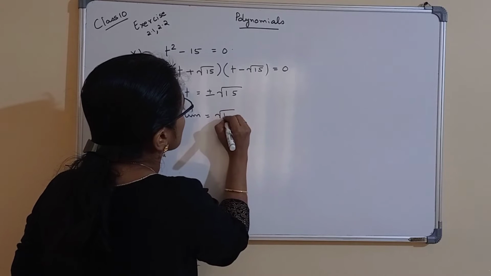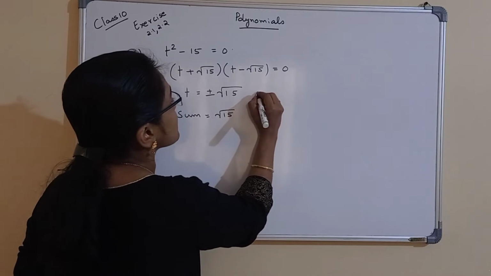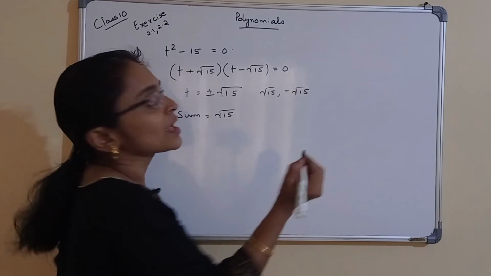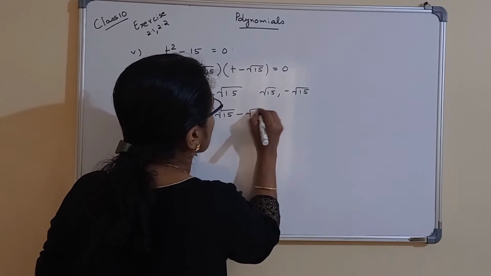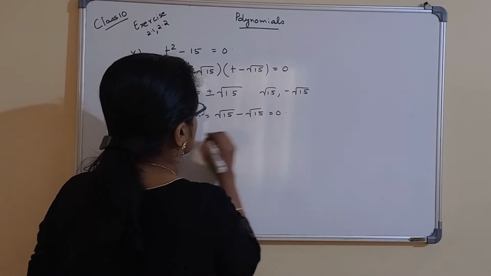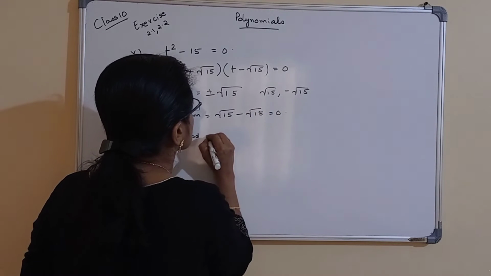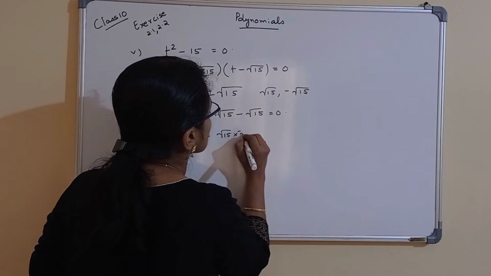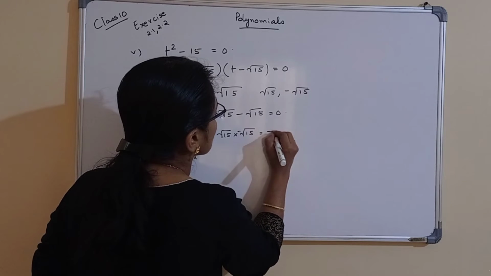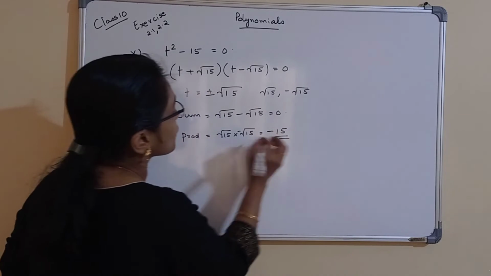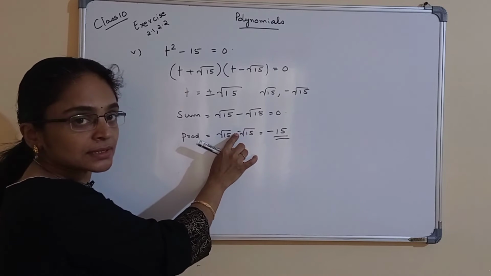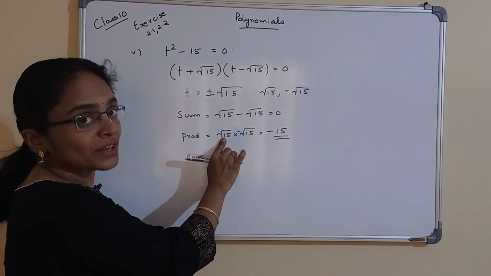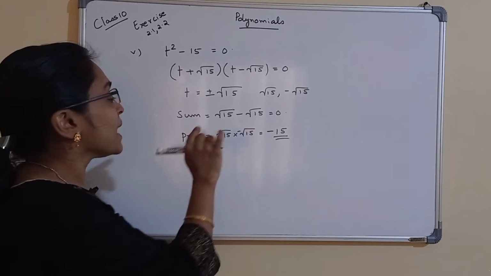Sum equal to, the roots are plus root 15 and minus root 15. So sum is root 15 minus root 15, which is equal to 0, and product is root 15 into minus root 15, which is equal to minus of root 15 into root 15, which is root of 15 square, which is 15. So minus 15.